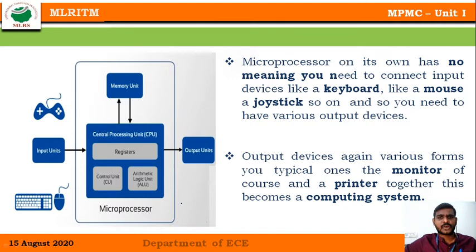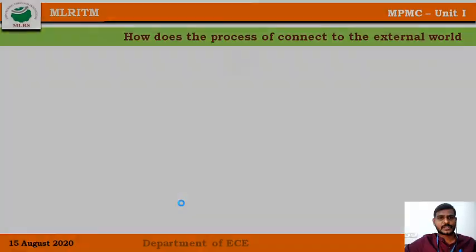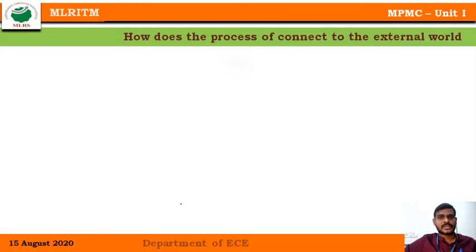Then, coming to the various forms of output devices, a typical one is a monitor, and of course a printer is also an output device. All these come together to become a computing engine. What the computing engine means is that it is going to perform some particular task. Then we'll see how the processor connects to the external world.